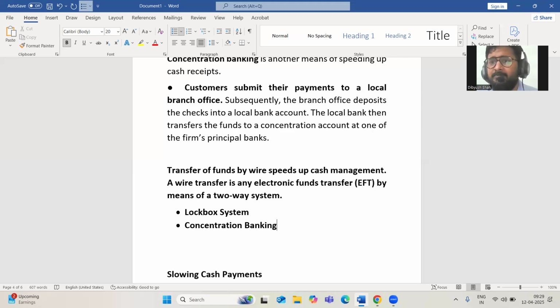Second is concentration banking, in which my debtor generally deposits the checks to one of my local branch offices. My local branch office will then deposit it to one of the local bank branches. And then my funds will be transferred to one of my principal banks. Third, wire transfer. Immediate receipt of funds, electronic funds transfer.